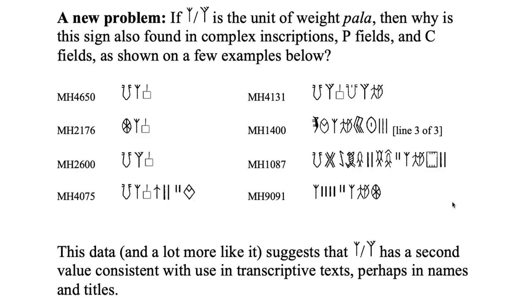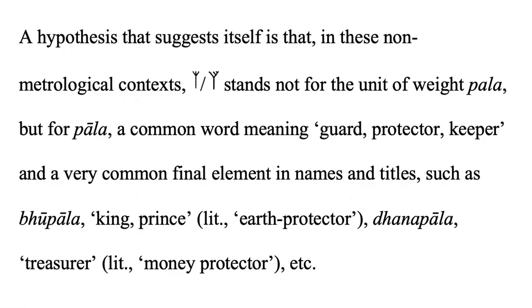So presumably they have nouns, either proper names of people or titles, or perhaps names of places, or perhaps even goods for transaction. But these are full words, and this sign is also found there. So perhaps it has a second value consistent with it. Well, let's talk about that for a little bit. So the hypothesis that suggests itself, and I should say before I read this that this took me many years to figure out.